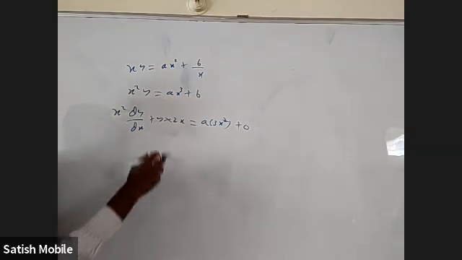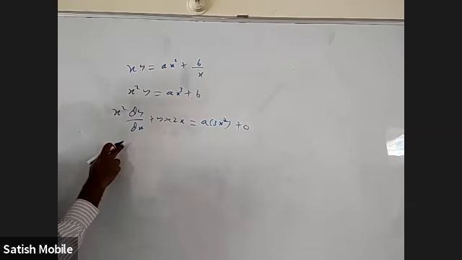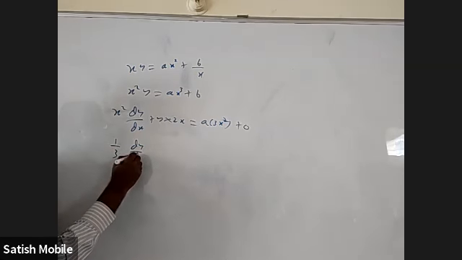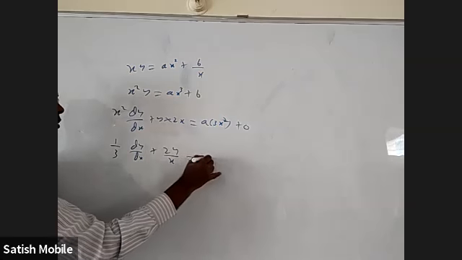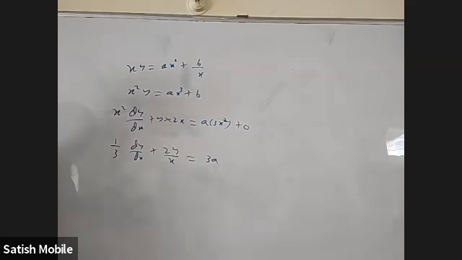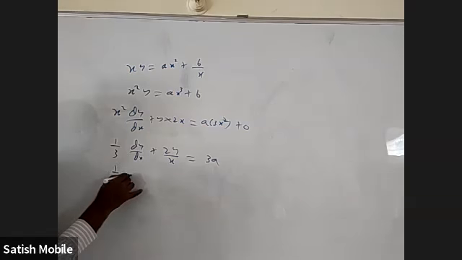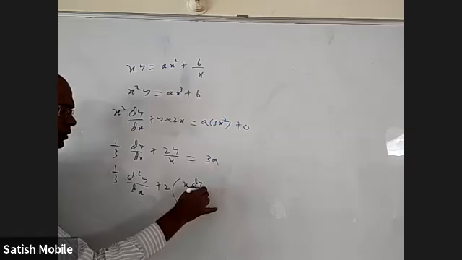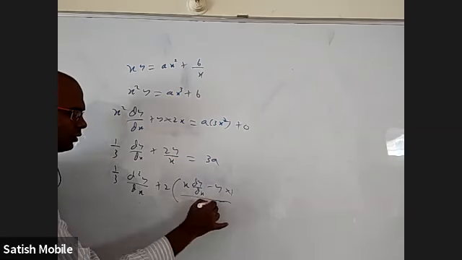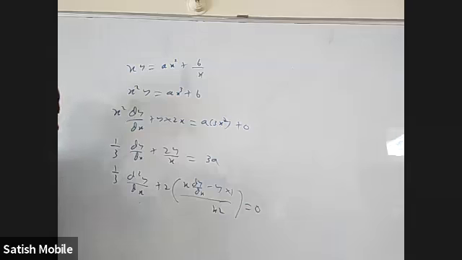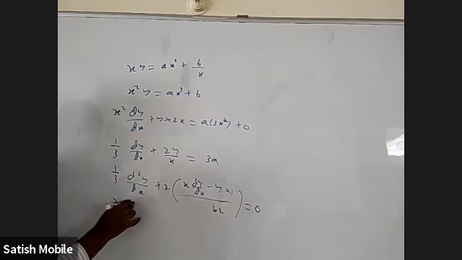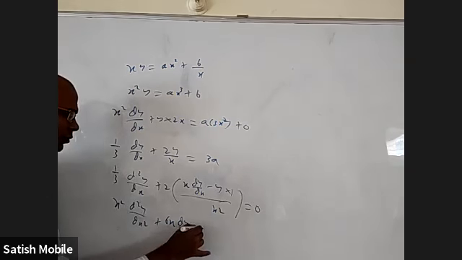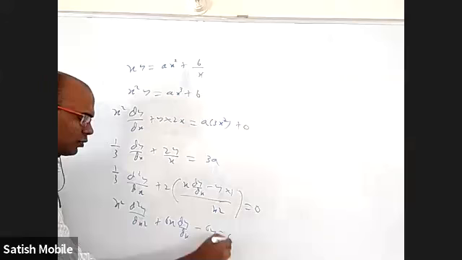Now you can differentiate once and find a and put it back, or divide with 3x squared. You are going to get 1 by 3 dy by dx plus 2y by x is equal to 3a. You differentiate it, a is gone, you get the differential equation. So 1/3 d square y by dx square, here u by v rule: x into dy by dx minus y into derivative of x, over x square, equal to 0. You can bring this 3 here, this x square here: x square d square y by dx square plus 6x dy by dx minus 6y equal to 0.